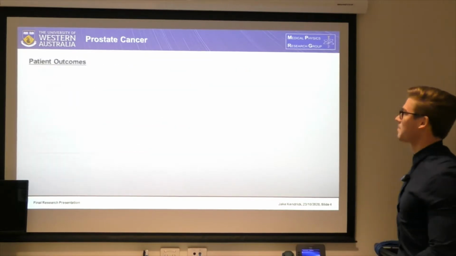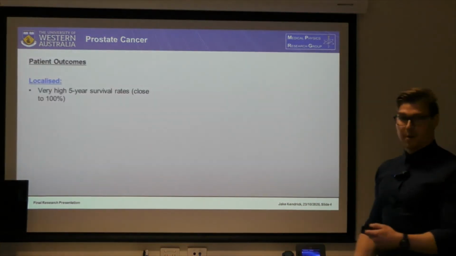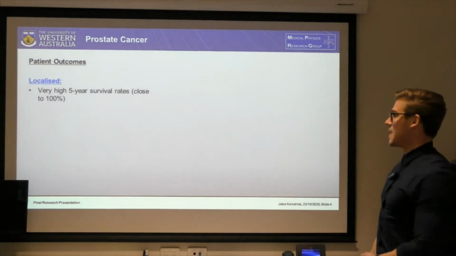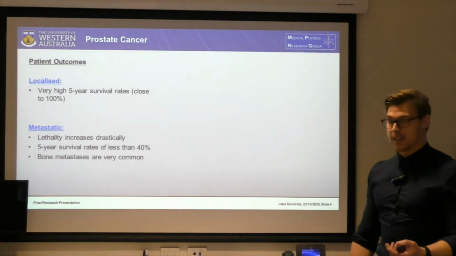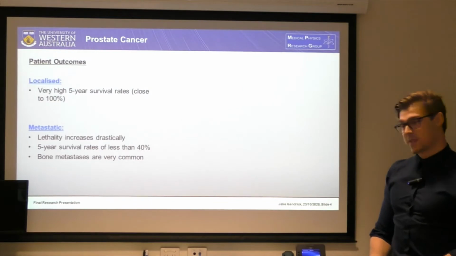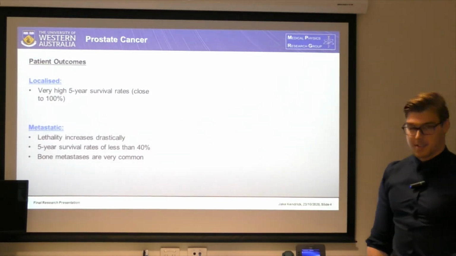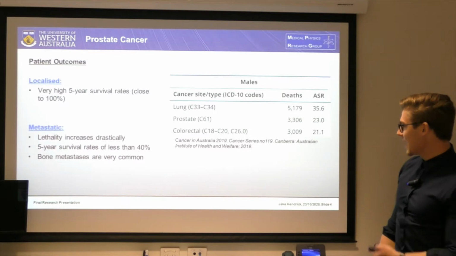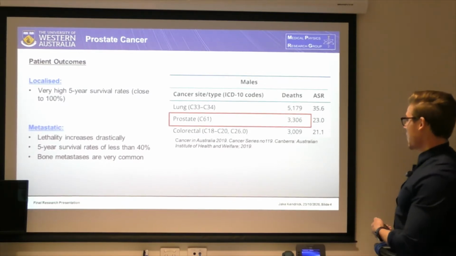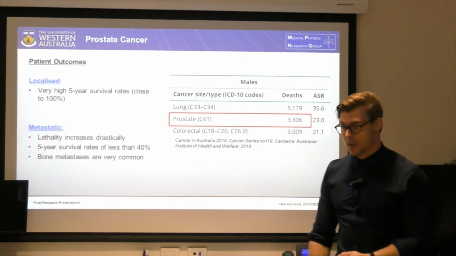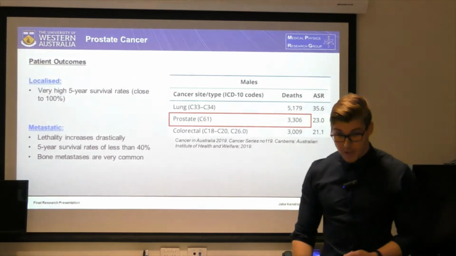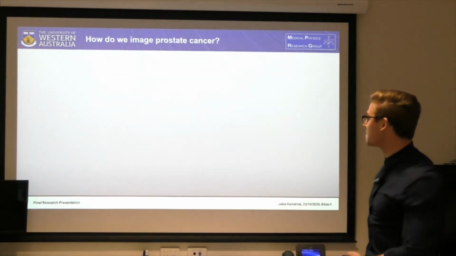So it's quite significant. In terms of patient outcomes, when the disease is localized, we have a very high 5-year survival rate, so close to 100%. But when it metastasizes, the lethality increases quite drastically. And we have 5-year survival rates of about 40% or slightly less than that. Bone metastases are also very common in this instance. Again, if we look at the AIHW statistics, 2019, 3,300 deaths from prostate cancer, so second highest in males, only behind lung cancer. Again, it's quite significant among the male population.